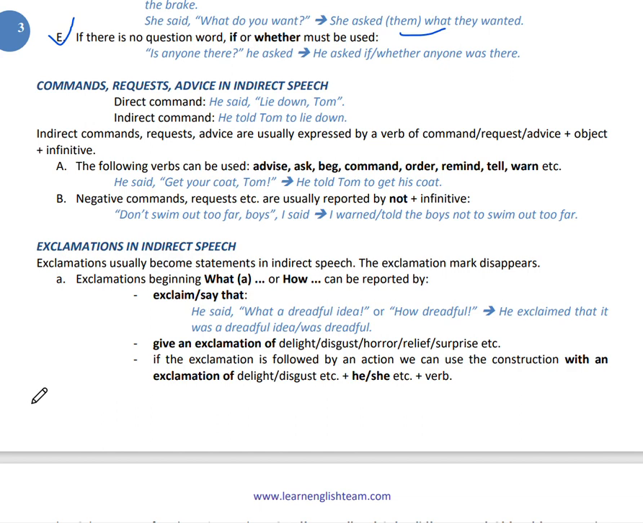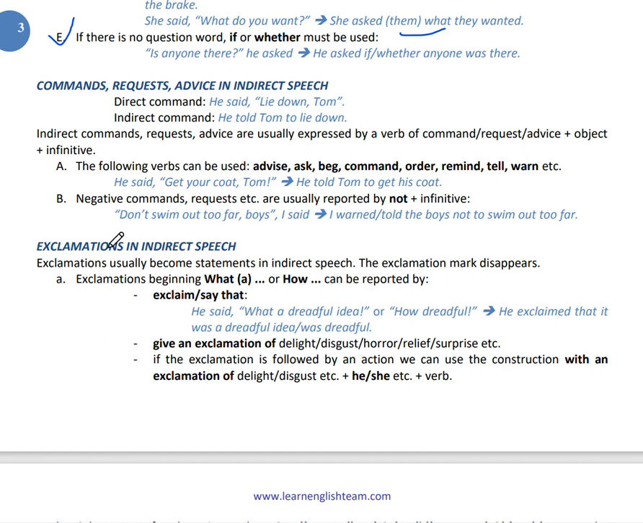Now, commands, requests, and advice in indirect speech. Direct command: he said, "Lie down, Tom." An indirect command is said as he told Tom to lie down. Great. Indirect commands, requests, and advice are usually expressed by a verb of command, request, or advice plus object plus infinitive.